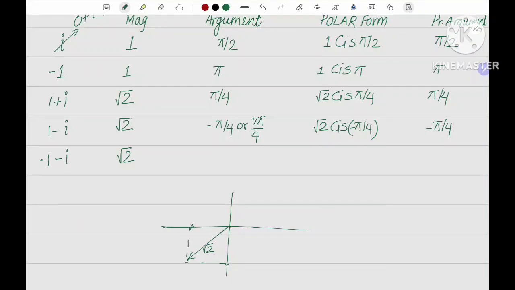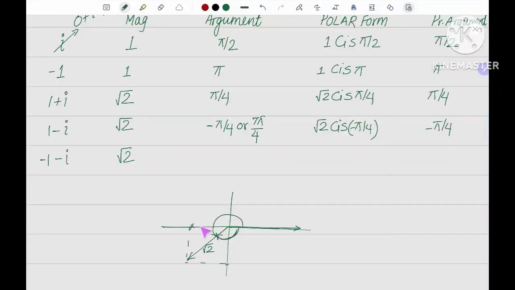Argument is, again, you have to measure it from the positive real axis. So either you measure this, and if you measure this you will write it with a plus sign, or you can also measure this, and if you do, then you will write it in the negative direction, with a negative sign. So what is this angle?